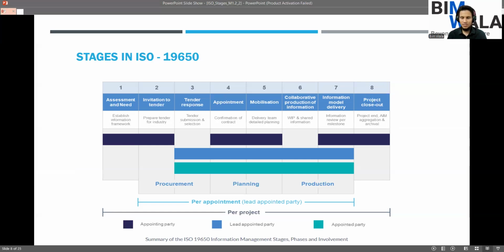That means the project is almost done and we are in the closeout phase. Project and correct asset information model, AIM, aggregation and archive. Okay, so you might have seen that what we planned in the beginning is not exactly what is going to be constructed at the site. Always there is a slight variation, or maybe sometimes huge variation, between what we planned and what has been executed at the site, right?